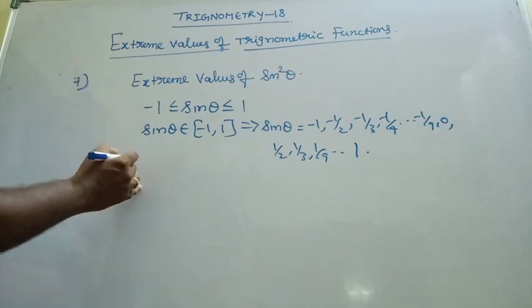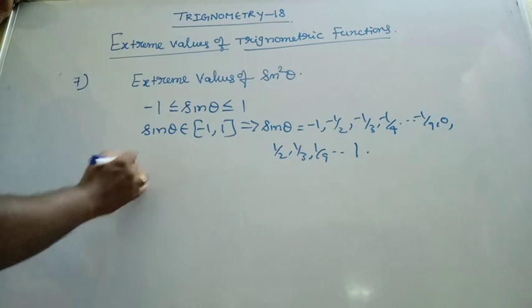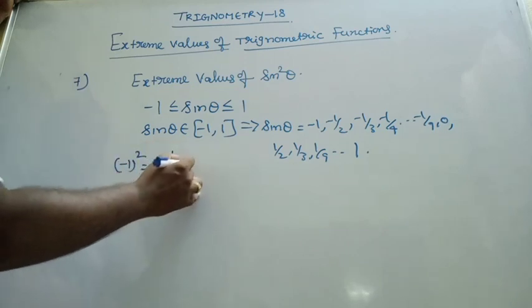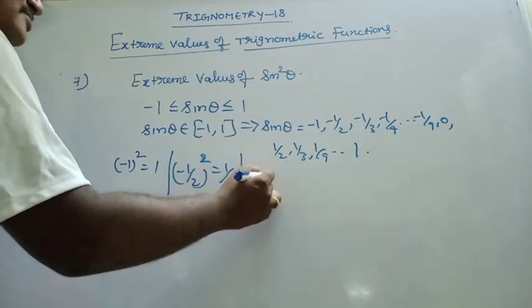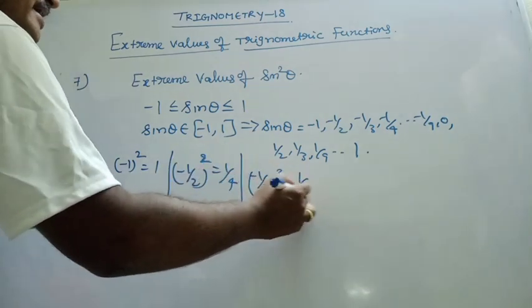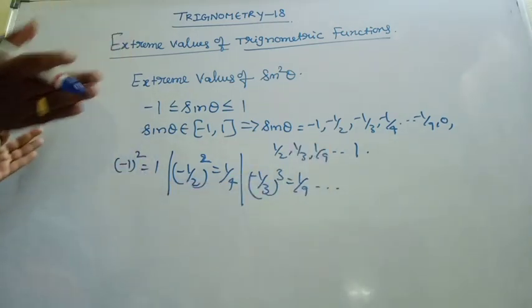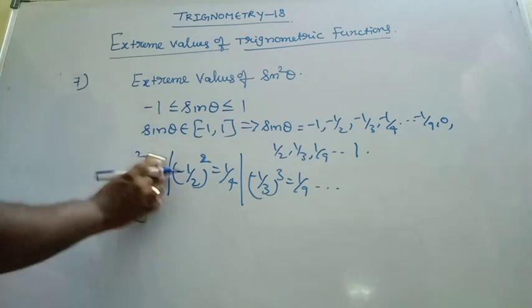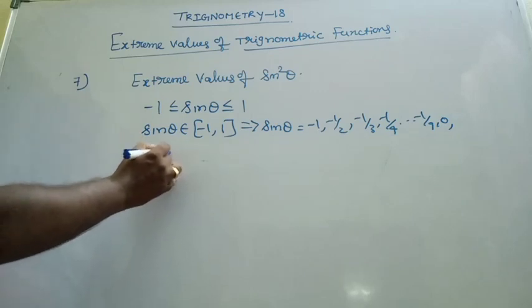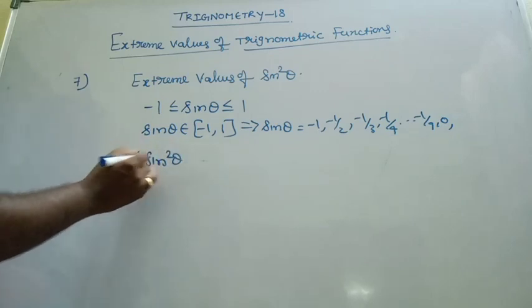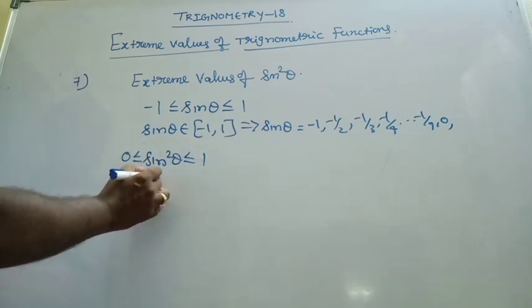When you square this, -1 whole square becomes 1, and -1/2 whole square becomes 1/4, right? And -1/3 whole square becomes 1/9, like that, so on. That means the negative numbers are also transforming into positive values. Therefore, when you do this squaring, we observe that sine square theta will lie between 0 and 1.